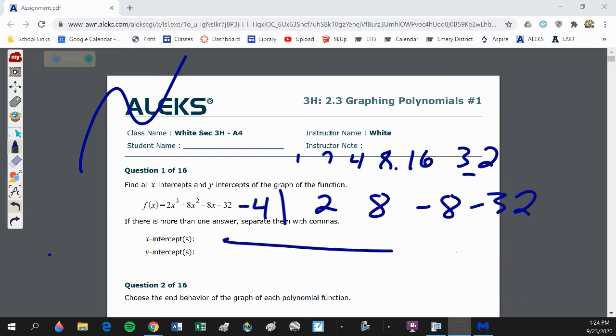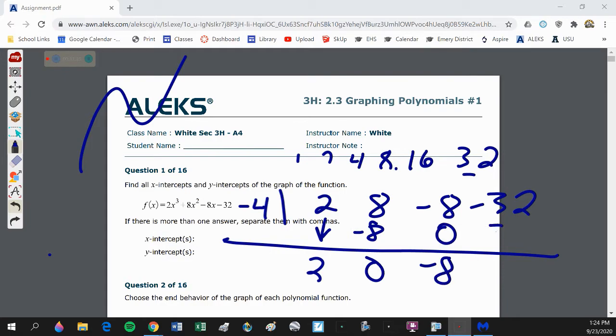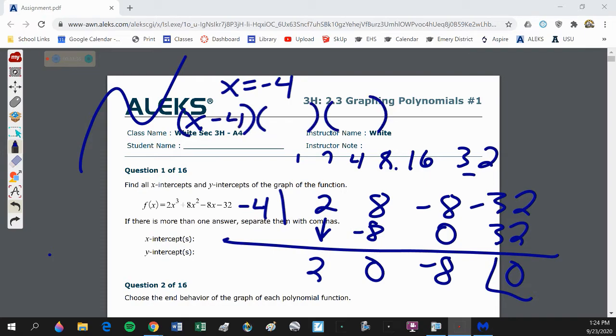So -4. So -8, 0, 0, 32. Boom! Got it. So what have I learned? I know x is equal to -4. What else have I learned? X plus 4 is a factor. There are 2 more factors.